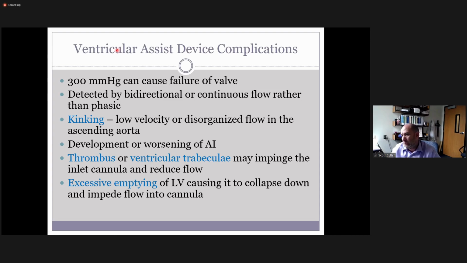There could be development or worsening of AI. There could be thrombus or ventricular trabeculae clogging the end of that per se. So again, not only is it possibly the heart muscle closing in on it, but yes, if we get thrombus as well, that's obviously problematic. Typically, it's not in long enough to form a pannus, otherwise that could also be a thought process. Excessive emptying in LV can cause it to collapse down and impede into that. So we've already talked about that. If we draw out too much fluid, the whole ventricle kind of collapses in on itself like a balloon, which then plugs the end of that cannula. So obviously the flow has to be just optimal.